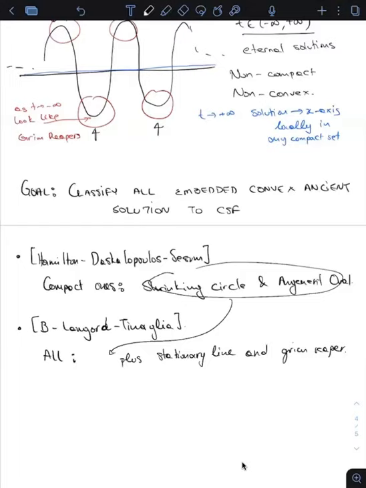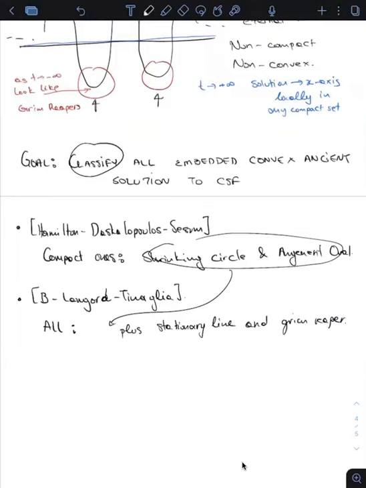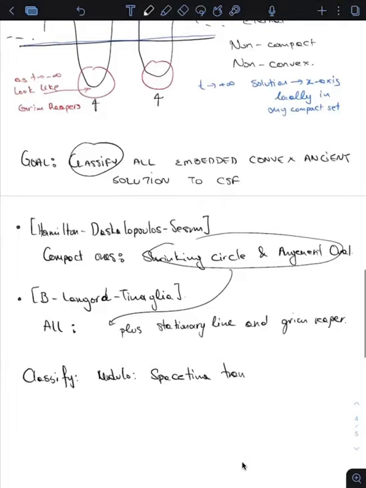Okay, and I'm going to discuss both of these proofs because they're also different in nature. The first one is more PDE based, whereas the second one is more geometric based. Now, when I say classify and I say all solutions, there are the shrinking circle and the Angenent oval, this is modulo some symmetries. So when we say classify, we always mean modulo space-time translations, spatial rotations, and parabolic rescaling.